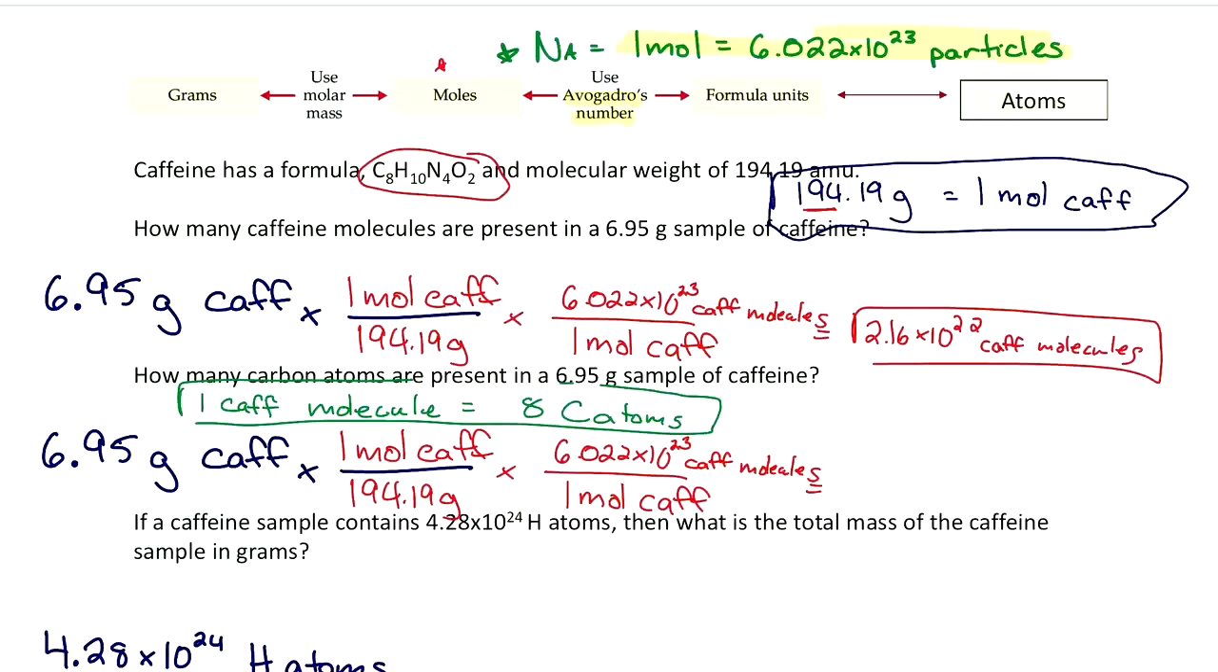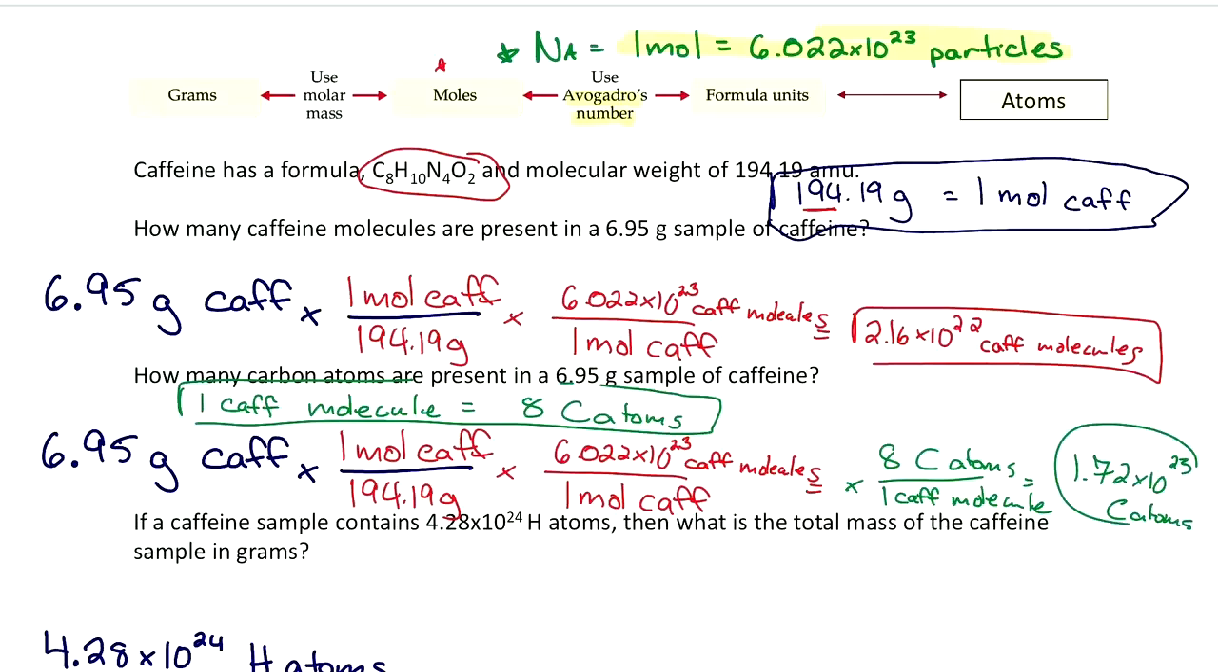So the last step here that's missing is for every 1 caffeine molecule, there are 8 carbon atoms. And so then we're just multiplying that last number by 8, so it's 1.72 times 10 to the 23 carbon atoms. There we go.